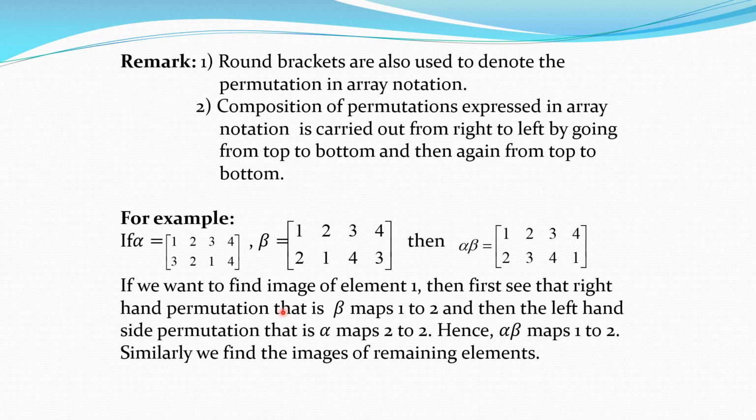So in this way, going from right to left and then from top to bottom, we can find the composition. If we want to find the image of element 1, then first see the right-hand permutation, that is beta. Beta maps 1 to 2, and then the left-side permutation, that is alpha, maps 2 to 2. Hence, alpha beta maps 1 to 2. Similarly, we find the images of the remaining elements.